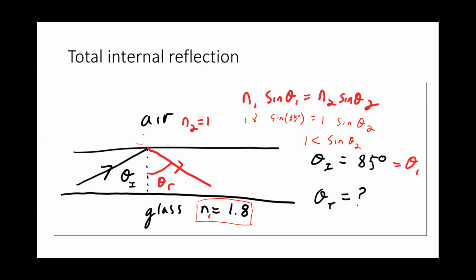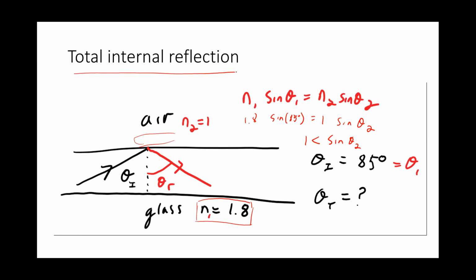There is no light that's actually going to refract through this boundary. In this case, all of the light is going to reflect off the boundary and none of it is going to escape. So this is what we call total internal reflection.